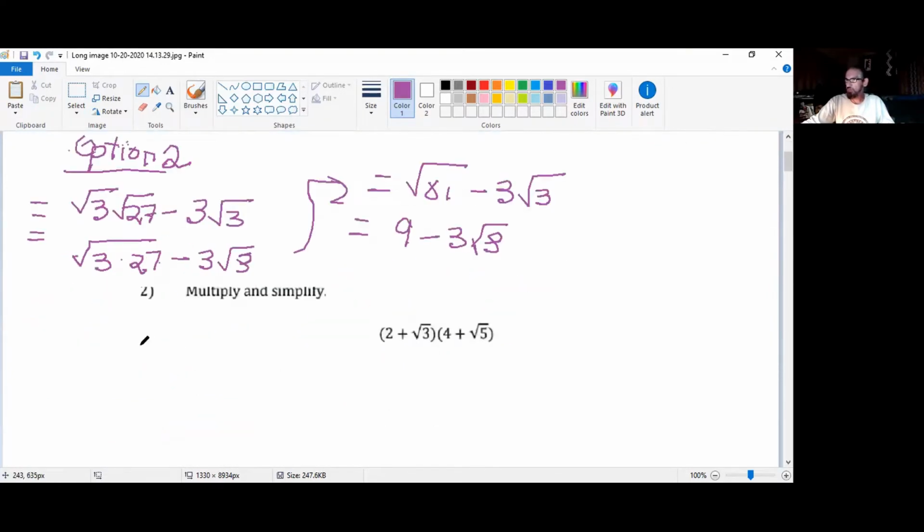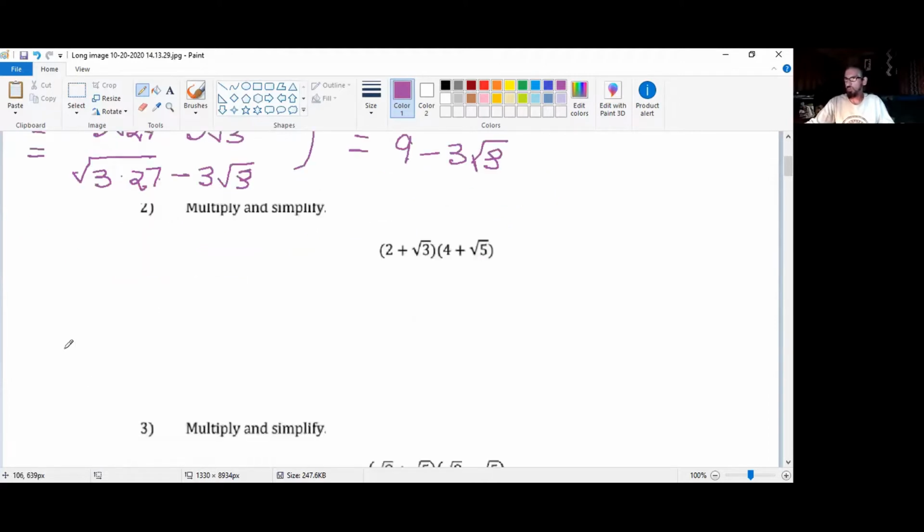And in this next one, the shortcut I'm going to use is FOIL: first, outer, inner, and last pairs. That's a shortcut for the distributive property when you have binomial times binomial. These aren't really polynomials, but we're acting similarly. So I would have 2 times 4 for the first.